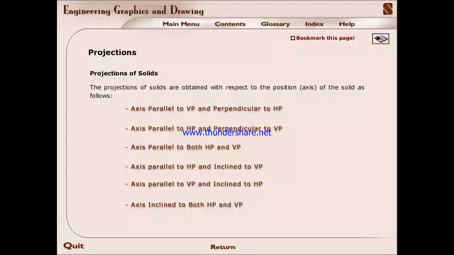Projections of solids are obtained with respect to the position of the axis of the solid, as follows: axis parallel to VP and perpendicular to HP, axis parallel to HP and perpendicular to VP, axis parallel to both HP and VP, axis parallel to HP and inclined to VP, axis parallel to VP and inclined to HP, axis inclined to both HP and VP. Now we will discuss one by one. First one.